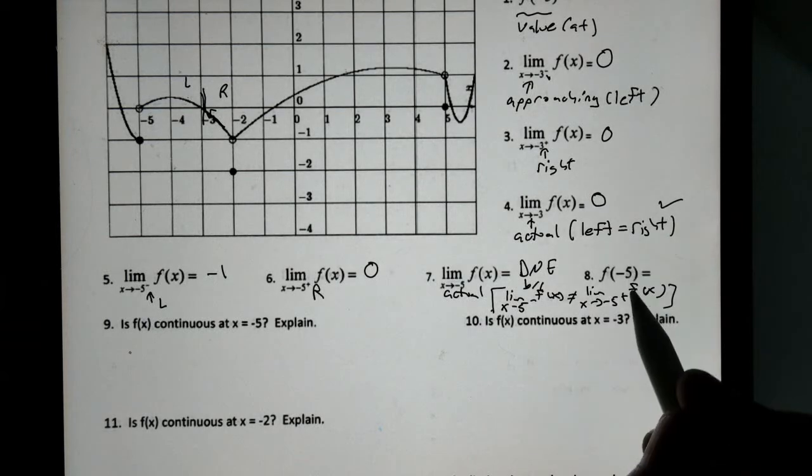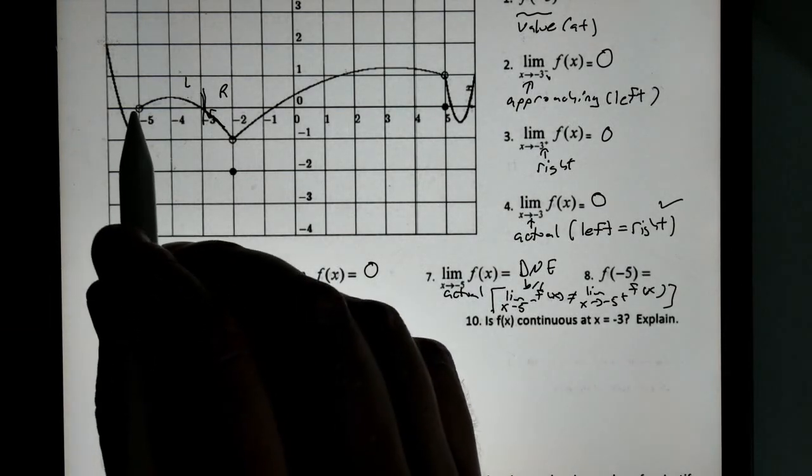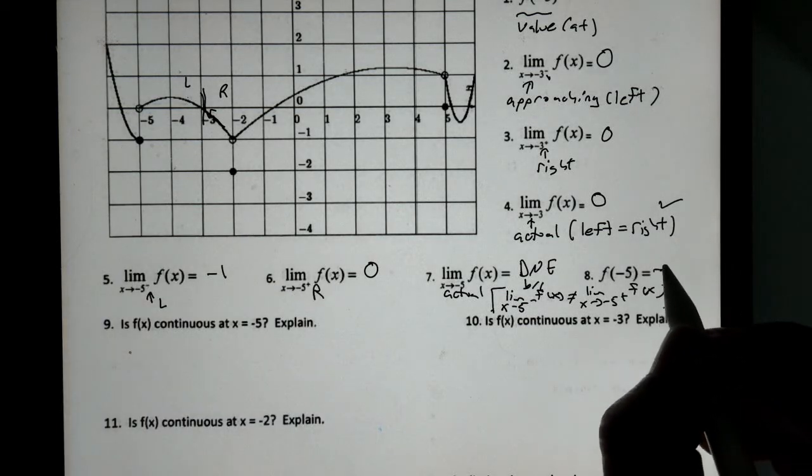All right, now, of course, number 8, that's our value. The value at -5, be careful. That's a hole, dear Eliza, a hole. You're looking for this point. It's -1. That's the value.